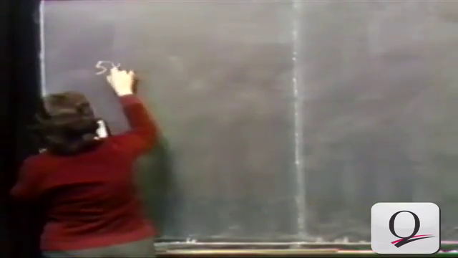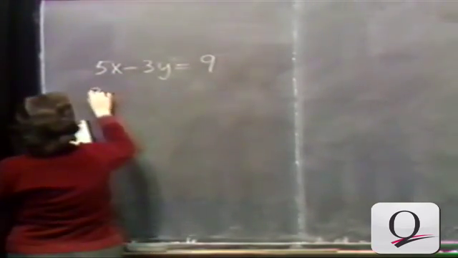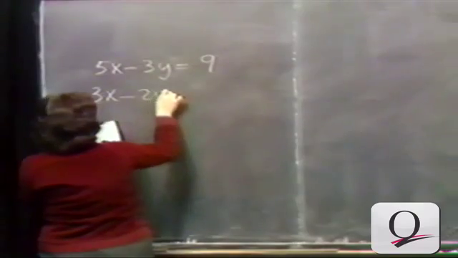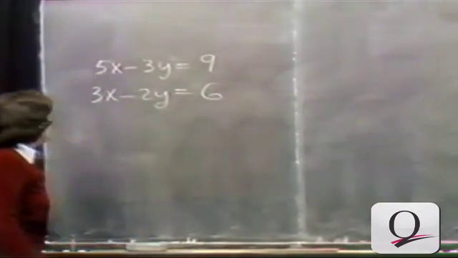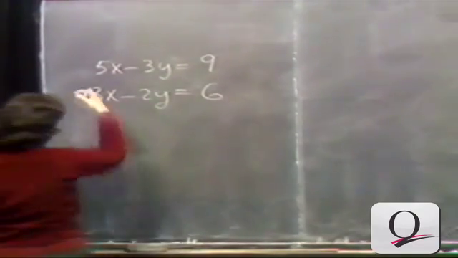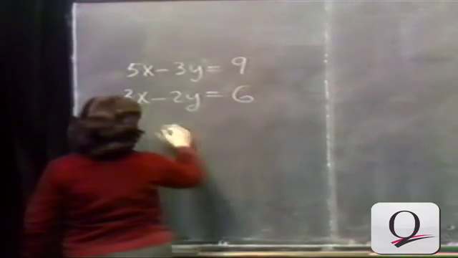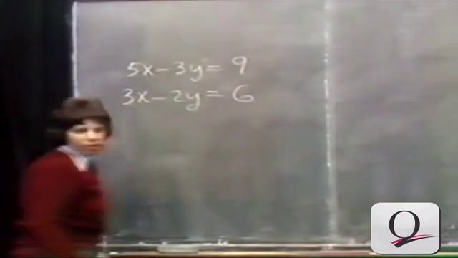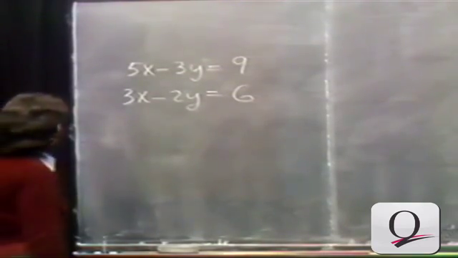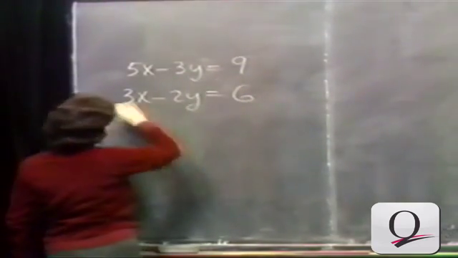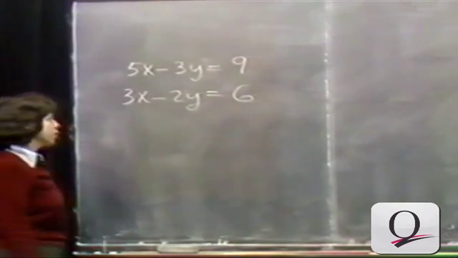5x minus 3y equals 9. 3x minus 2y equals 6. Let's say we want to get rid of the, well, first of all, if we add the equations, nothing drops out. We get 8x minus 5y equals 15, which doesn't really help. We're going to have to, in this particular problem, multiply the top equation by something and also multiply the bottom equation by something, so that eventually when we add, one of the variables will drop out.